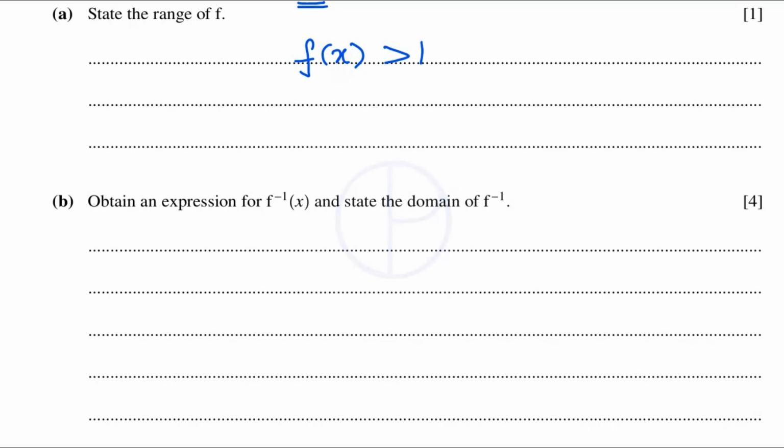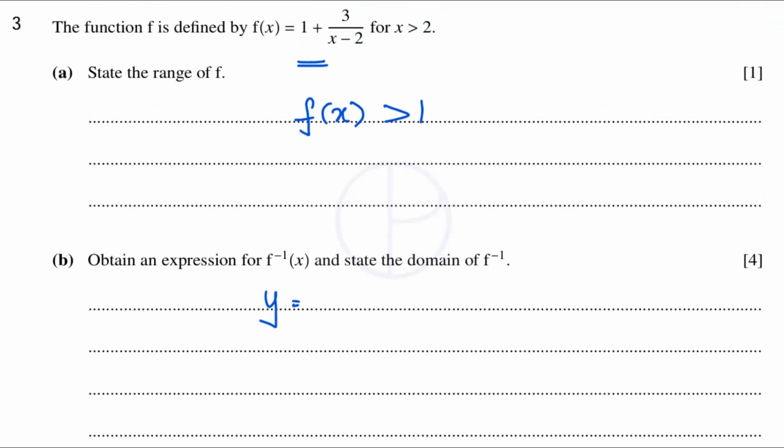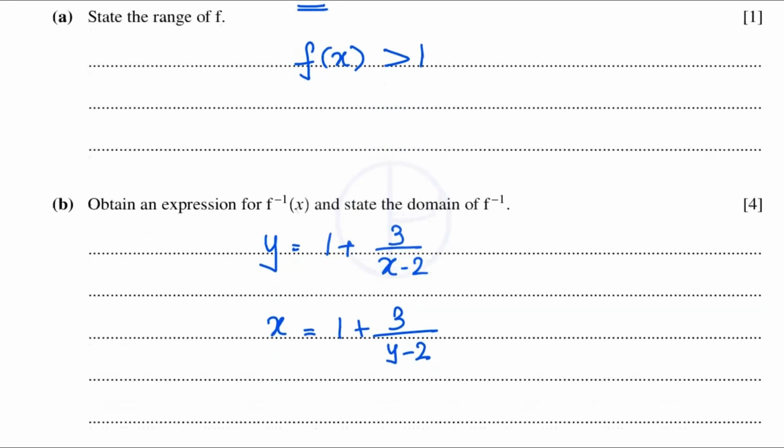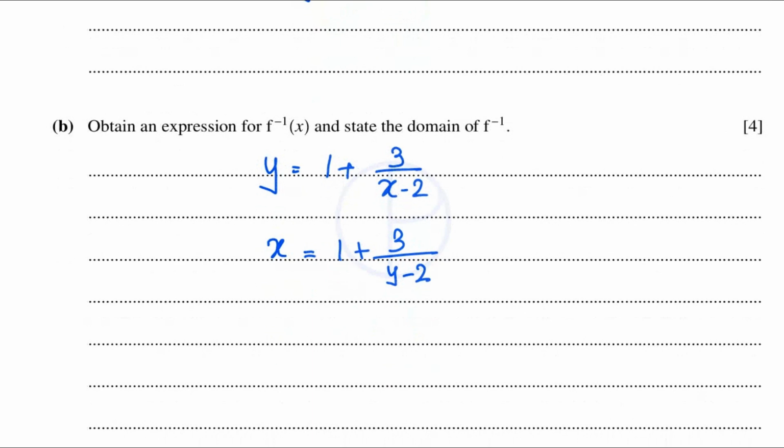The next part of the question is, obtain an expression for f inverse of x and state the domain of f inverse of x. Let me write f of x as y is equal to 1 plus 3 over x minus 2. Now interchange x and y, so we get x equal to 1 plus 3 over y minus 2. Now make y the subject. For that let's subtract 1 on both the sides. So we get x minus 1 equal to 3 divided by y minus 2. Okay. Now just do the cross multiplication.